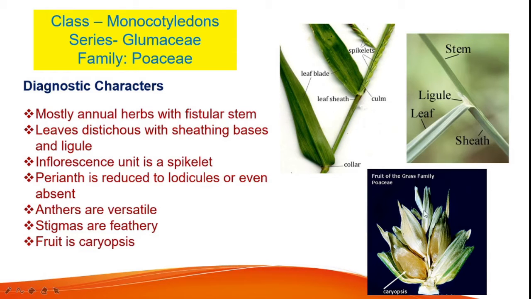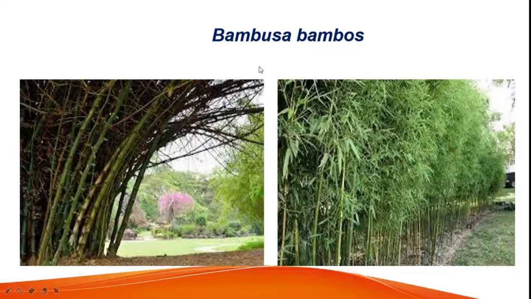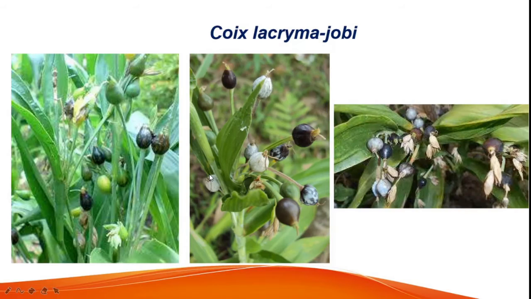That is also known as grass family. The fruit is a caryopsis. Then coming to the common plants of the family. First plant, that is Alloteropsis cimicina. This is the habit of the plant. These are the spikelets of the plant. Next one, that is Bambusa bambos. Very common plant. This Bambusa bambos is widely used as an economically important plant.